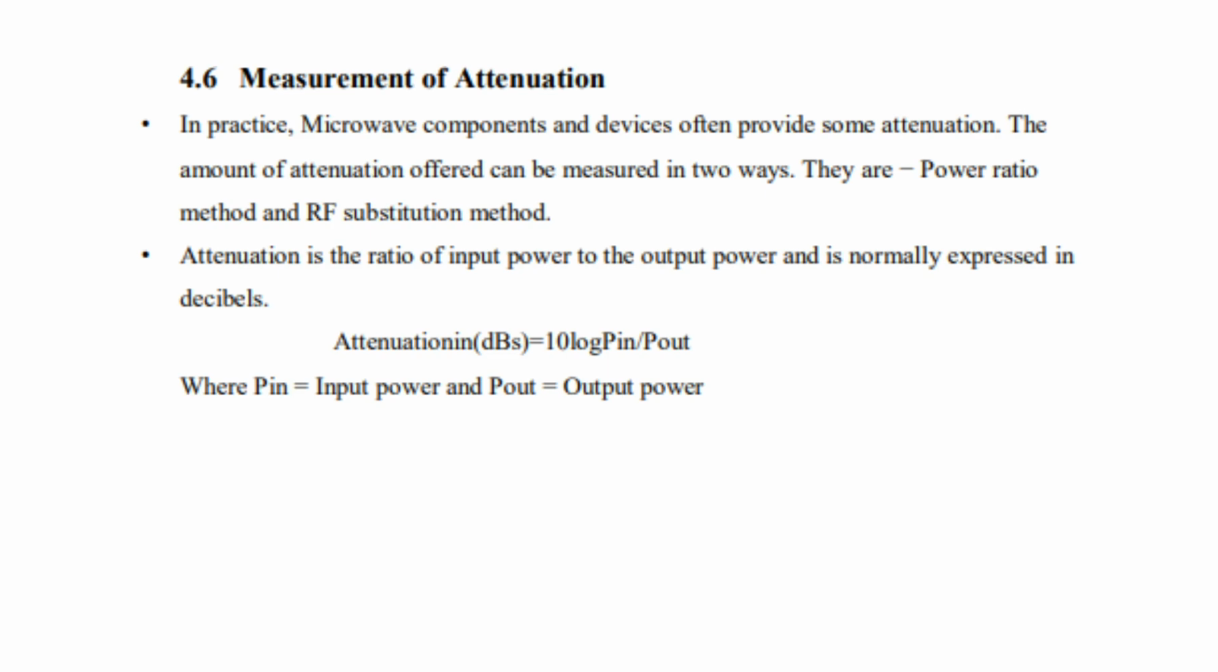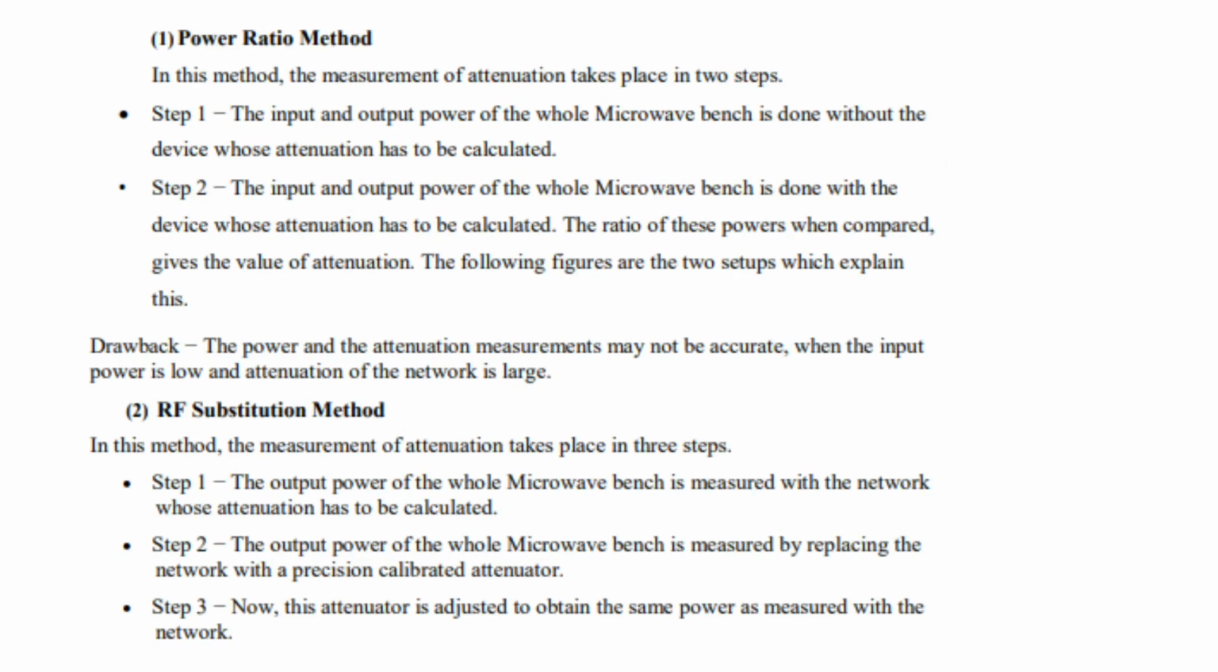Attenuation is the ratio of input power to the output power and is normally expressed in decibels. So attenuation in decibels equals 10 log of P in divided by P out, that is, input power and output power. The first one is the power ratio method.